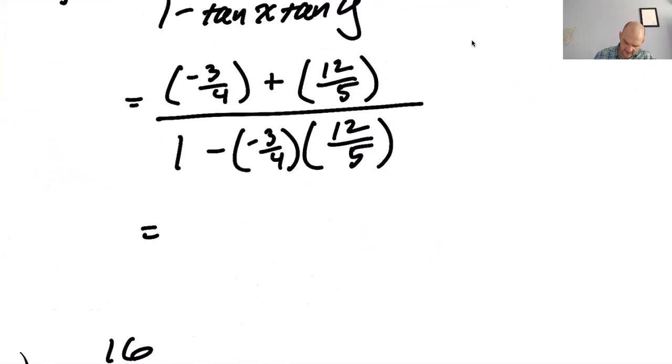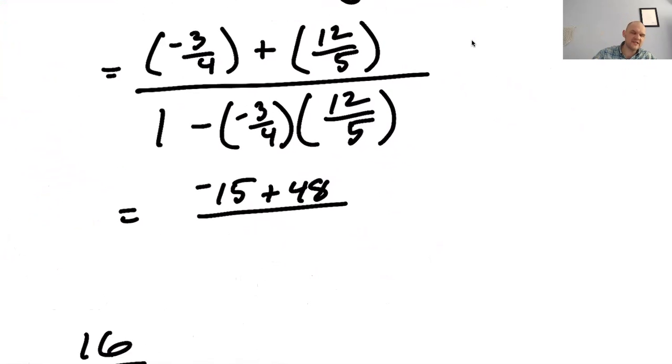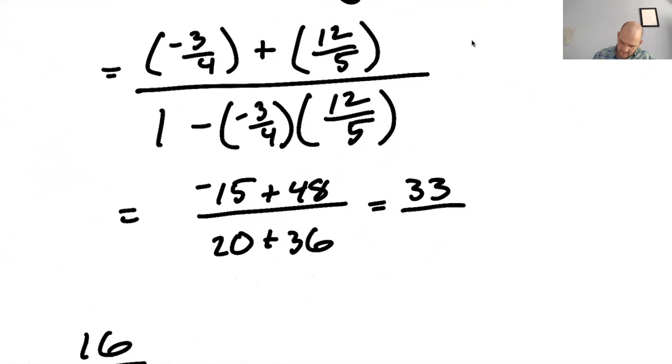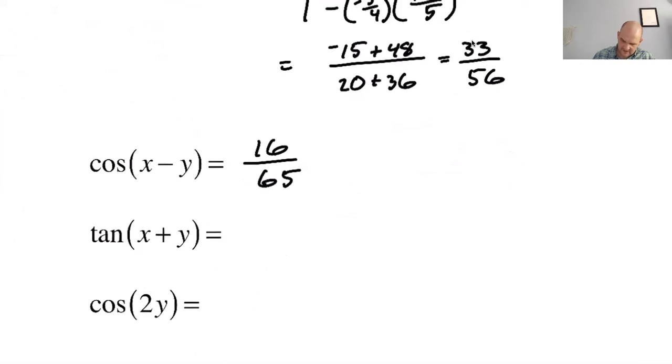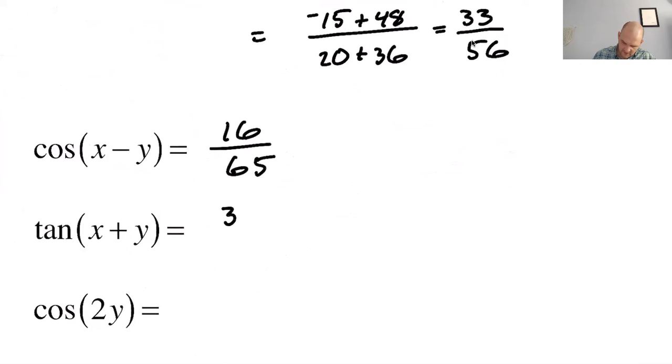All right, let's see. So this is going to be negative 15 plus 48. That's over 20, but the denominator is already over 20. So I'm going to simplify several steps at a time. If you're not sure, just work it out on paper. You'll see that this should be equivalent. 20 plus 36. So I get 33 over 56. So 33 over 56. We'll see when we check it.